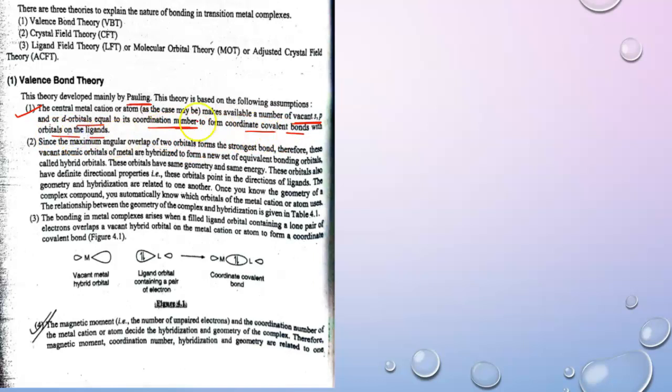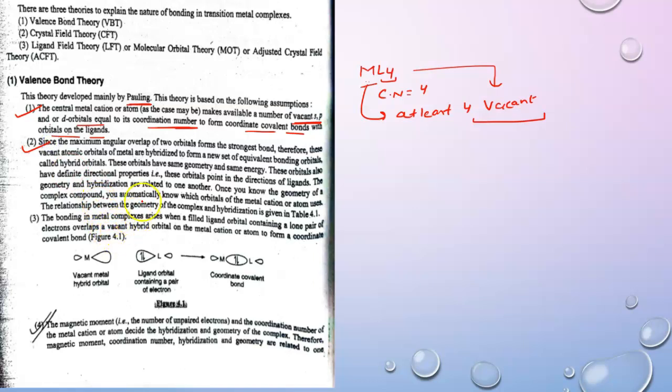with orbitals on the ligand, which means that if we have 4 coordination number over here, correct? Your metal should have at least 4 vacant orbitals, so that your ligand can donate those electrons to the 4 vacant orbitals of the metal, correct? So this is what has been mentioned in your first postulate.